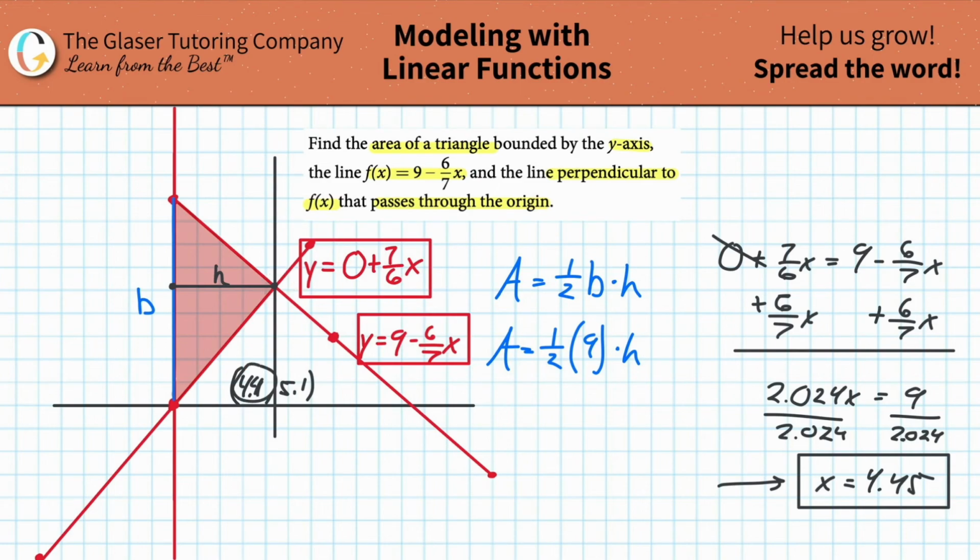But wait a minute. Doesn't this x value represent the distance from the origin to that black line? Yes, it does. And is that the same as my height? Yes, it is. So therefore, what's the height of the triangle? The height of the triangle is what we just found. So what I can now do is get rid of the h. I can plug in that value of 4.45. Again, when I do the calculation, I'm going to use the exact value. So I'm going to take 0.5, or 1/2, multiplied by 9, multiplied by that exact answer, 4.4705, whatever.